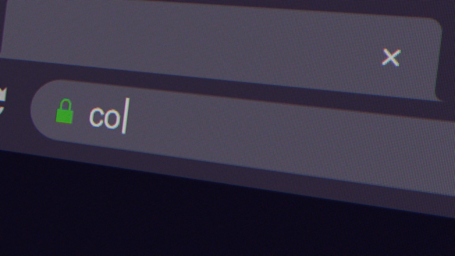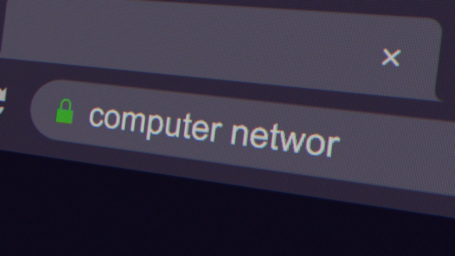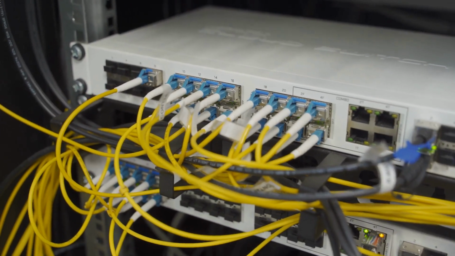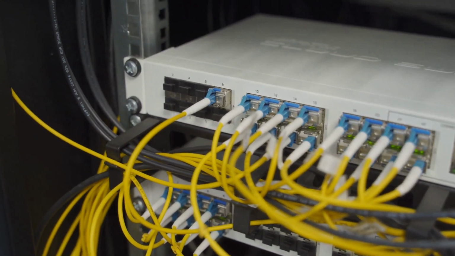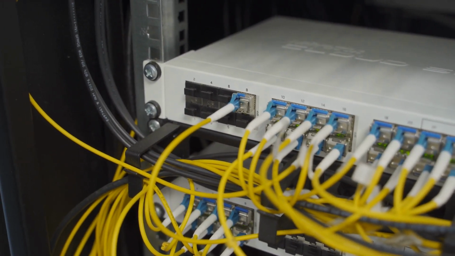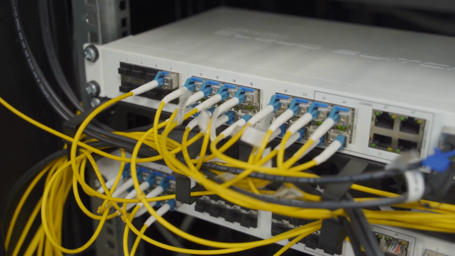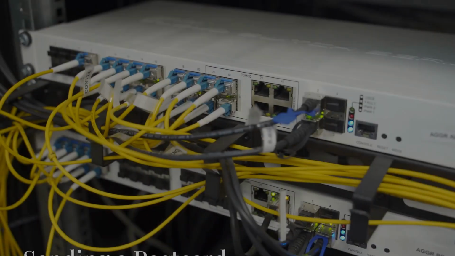It takes our digital ones and zeros and transforms them into electrical or optical signals that can travel through wires, cables, or even the air. Without this layer, the higher layers wouldn't be able to function, as there would be no way to physically move data from one place to another.